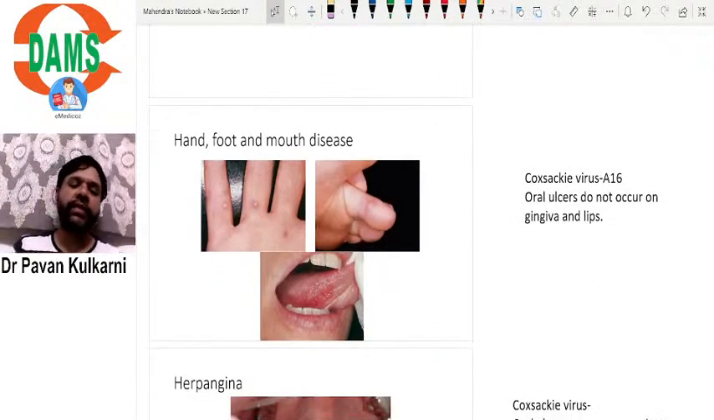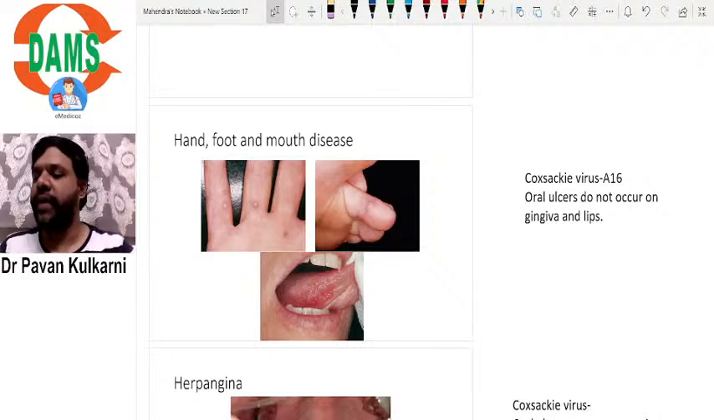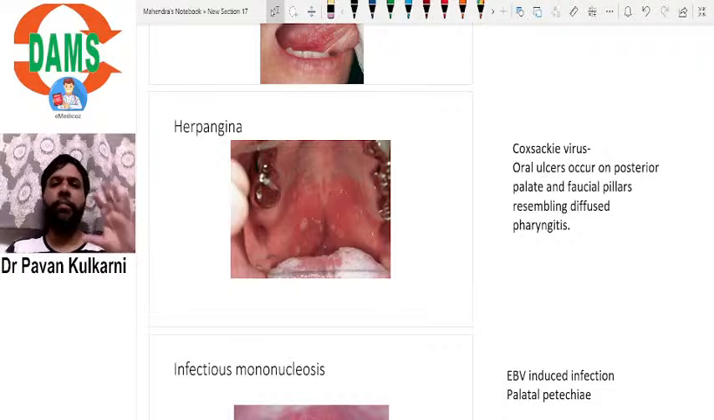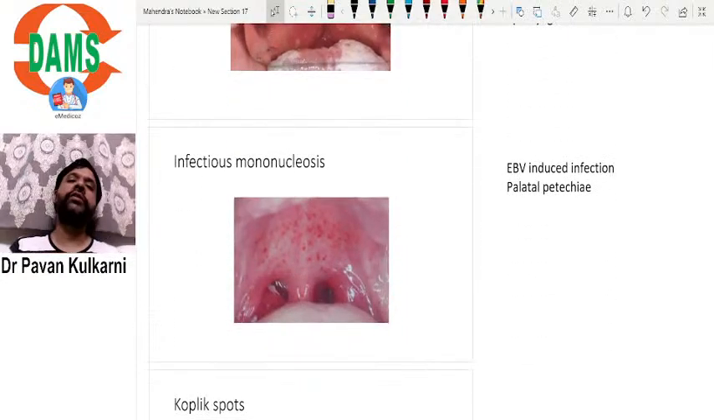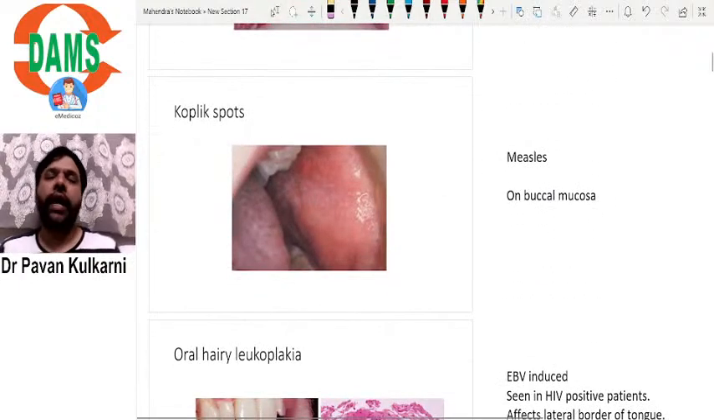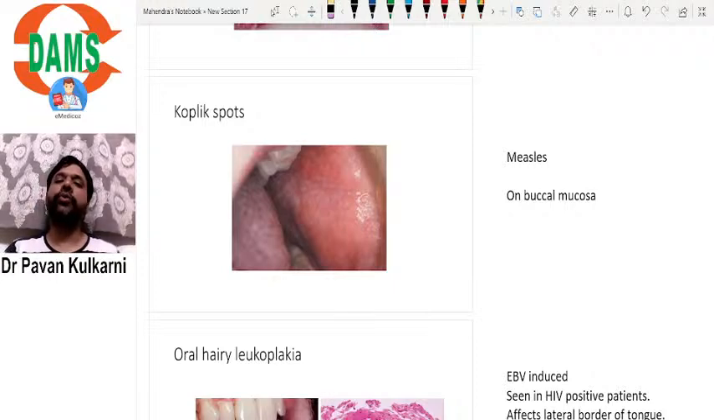Hand, foot and mouth disease. Remember, the ulcer never affects the gingiva and lips. Herpangina typically affects the posterior part of the oral cavity, never affects the anterior part. Typically, it affects the palate, soft palate, fascial pillars and all those things. Infectious mononucleosis. You have to identify these as pinpoint hemorrhagic dots on the palate, that is palatal petechiae. Then Koplik spots are very characteristic, bluish white spots. We can easily identify those bluish white spots on the buccal mucosa.